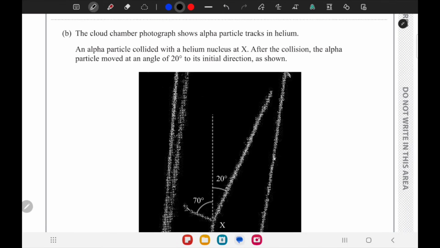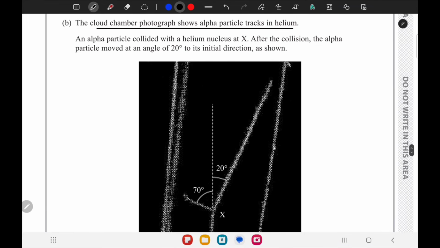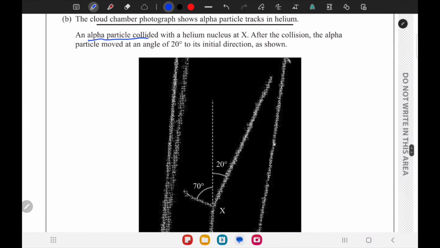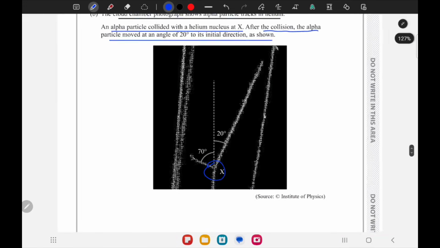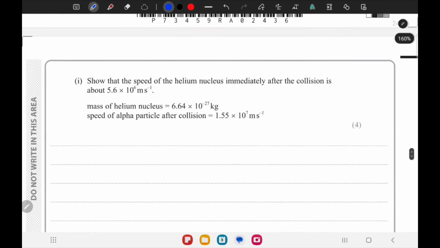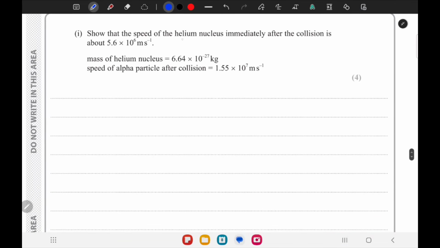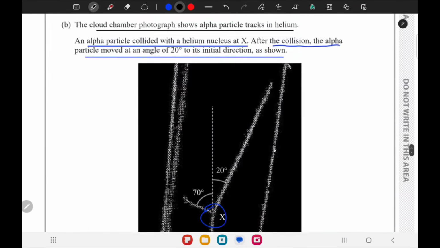Now we are given the diagram of a cloud chamber which shows alpha particle tracks in helium. We are given that an alpha particle collided with a helium nucleus at X, and after the collision the alpha particle moved at an angle of 20 degrees to its initial direction. So at X there was the collision. We have to show that the speed of the helium nucleus immediately after the collision is 5.6 into 10 to the power 6 meter per second. We are given the speed of the alpha particle after collision, which is 1.55 into 10 to the power 7 meter per second.